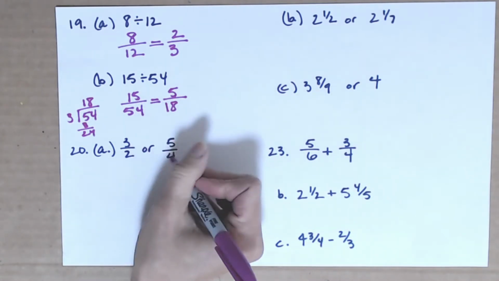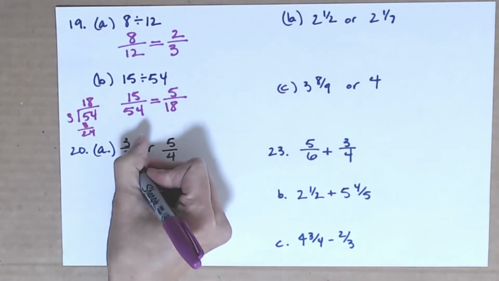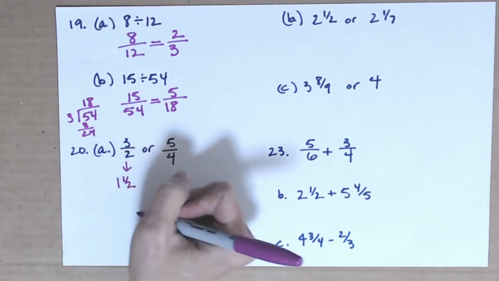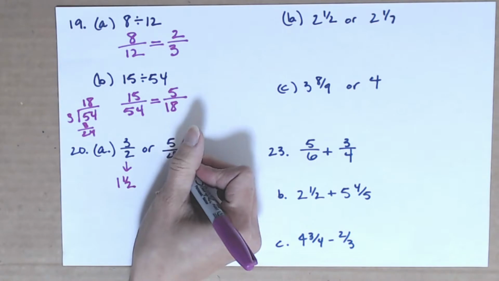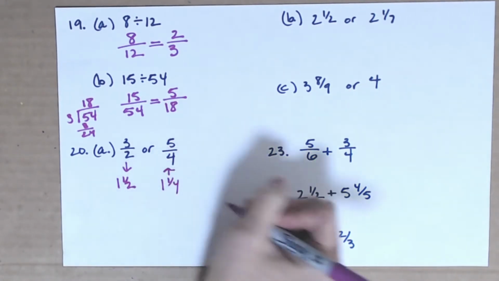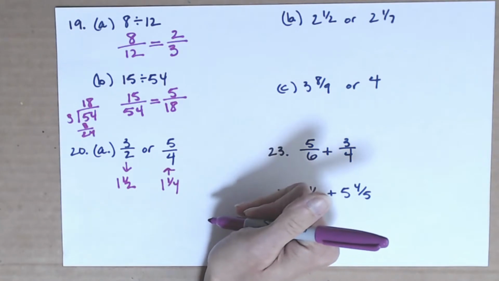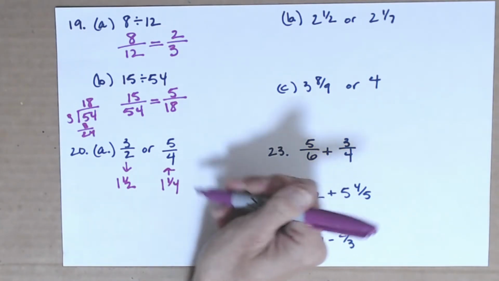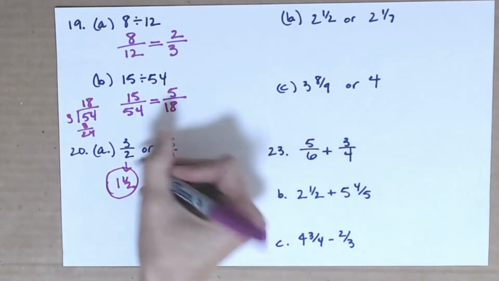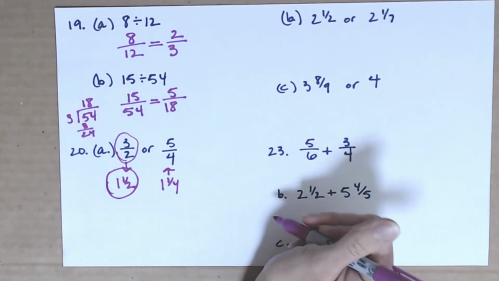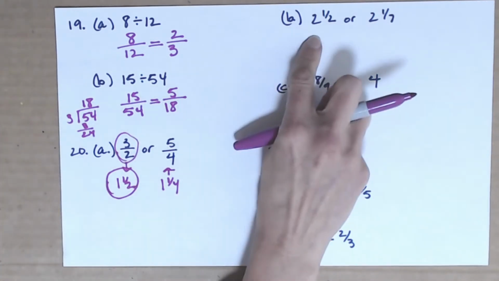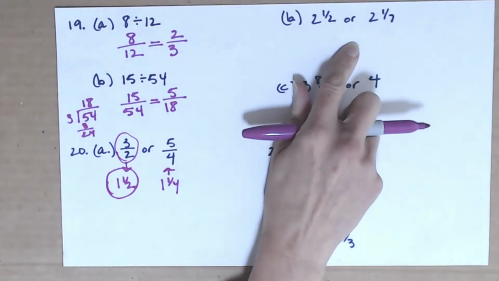On number 20, they want us to say which is greater. So I have 3/2 or 5/4. 3/2 is actually more than 1 because it's 1 1/2. And this one actually is more than 1 as well. 5/4 is 1 1/4. So what's more, 1 1/2 or 1 1/4? Hopefully you know that a half is more than a fourth, so that is greater. The 3/2 is greater.